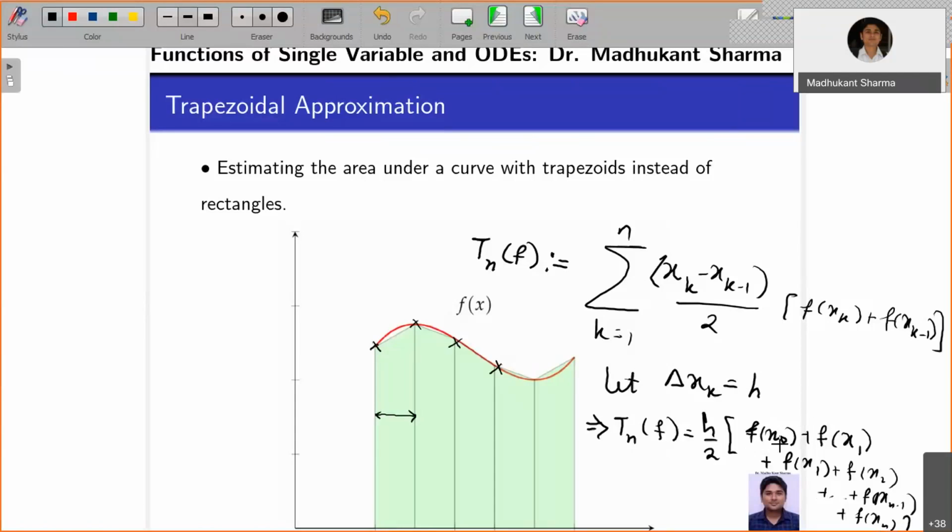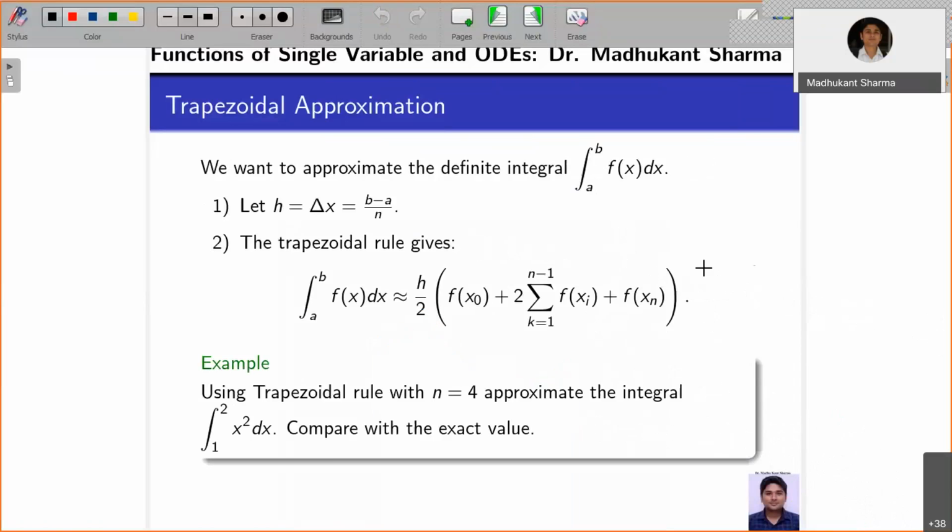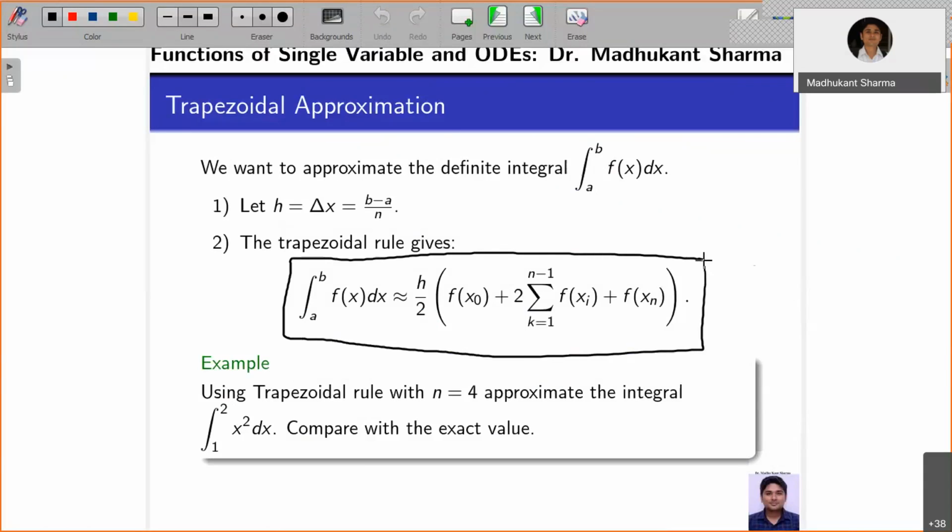Now what it will lead to is that f of x0 and f of xn will appear only once, and at intermediate points you will get twice. Okay, f of x1 two times, f of x2 also two times, f of x_{n-1} will also be the same as in the previous case. So it will lead to the following rule. This is going to be the trapezoidal rule, which is the following formula.